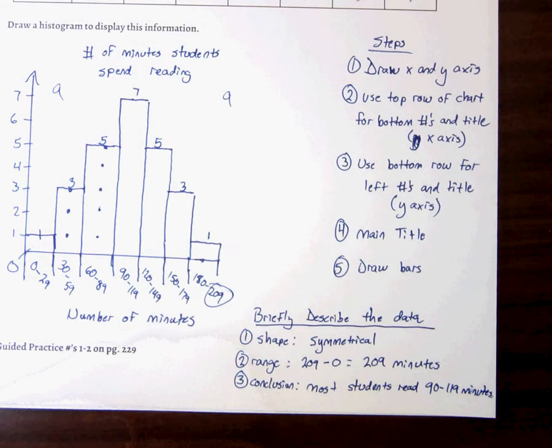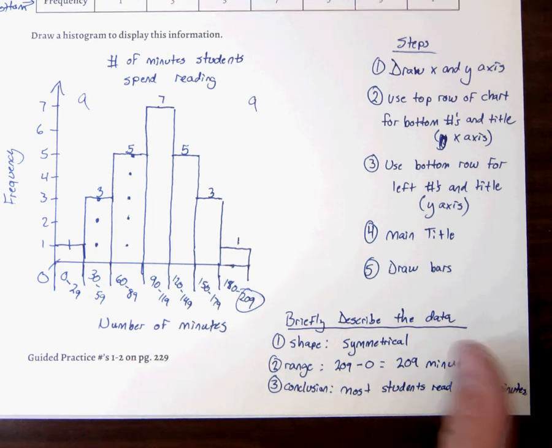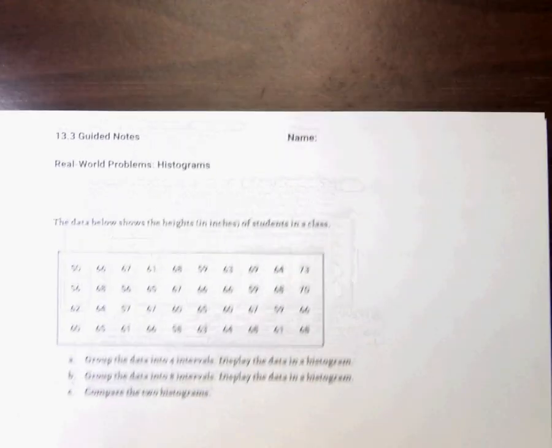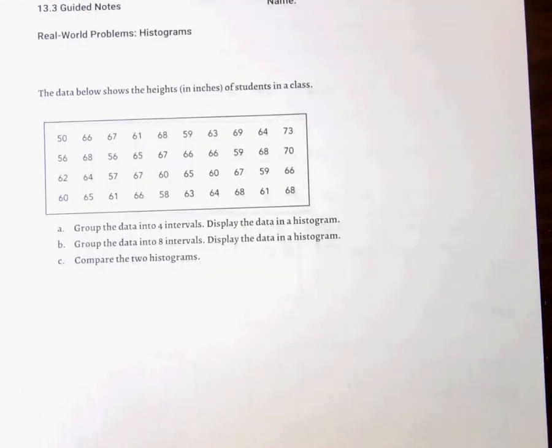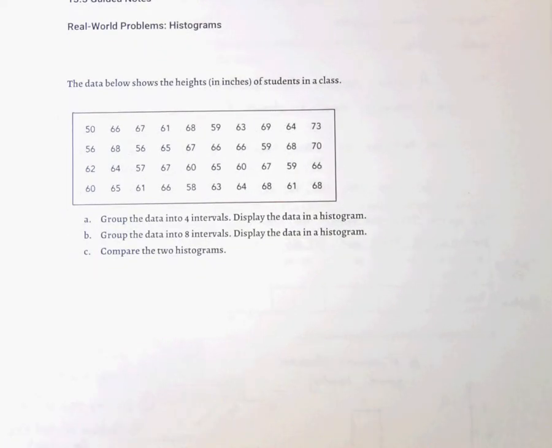All right, next example. On our next example, it says the data below shows the heights in inches of students in a class. So we have a student that is 50 inches, 66 inches, 67 inches, 61 inches, 68 inches, and so on. They're all scattered, of course. Nothing's ever easy. We have 3 things to do.